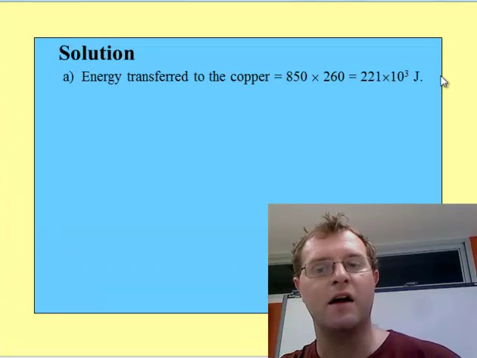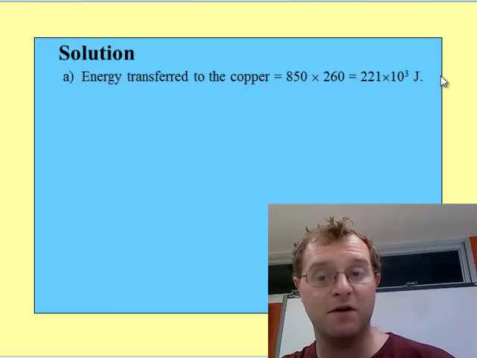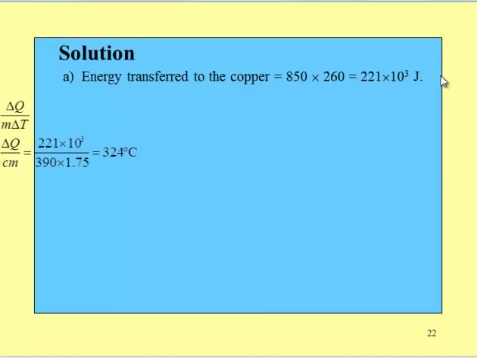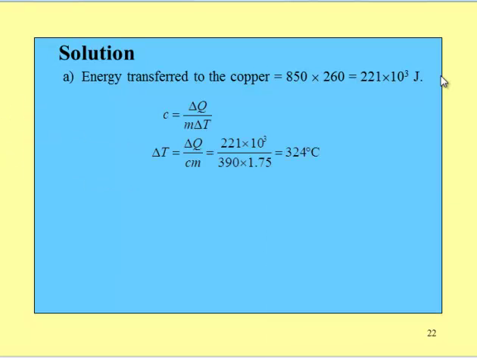For question A, I know that the amount of energy transferred into the copper is 221 times 10 to the 3 joules. Here, if I rearrange the formula, I can work out that the change in temperature is going to be 324 degrees centigrade.